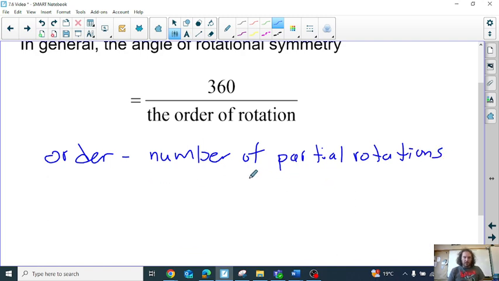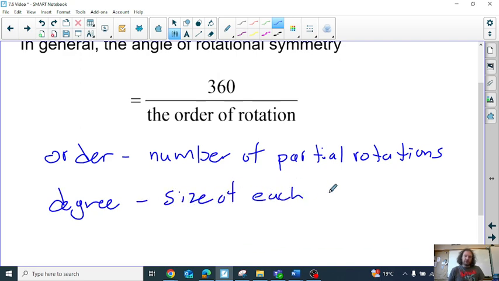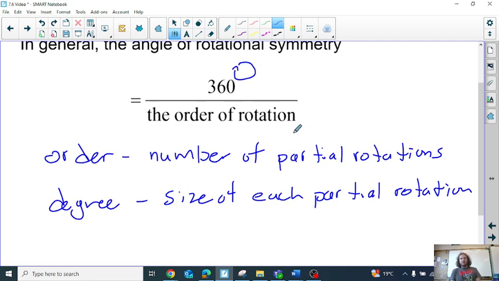To get back to where we started. Degree is the size of each partial rotation, right? It's how much we have to rotate in order to get back where we started. And if a full rotation is 360, that's one full circle, 360 degrees.